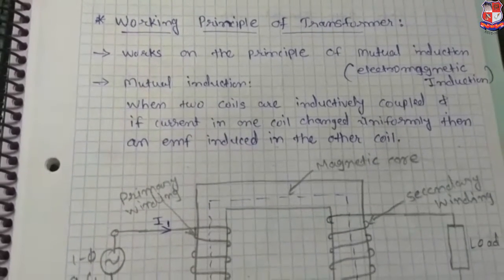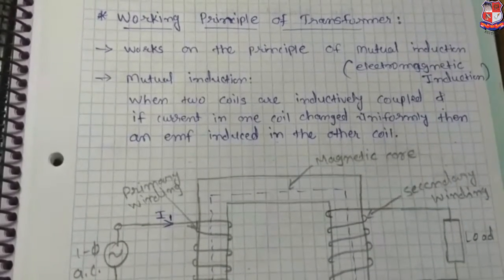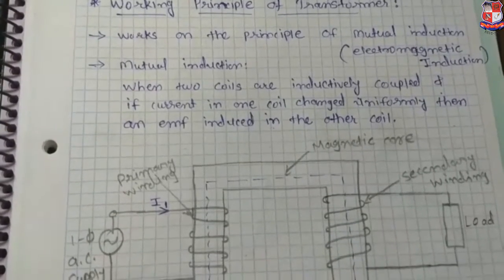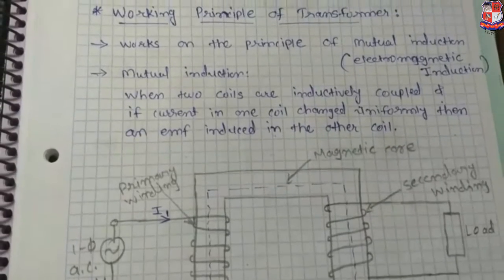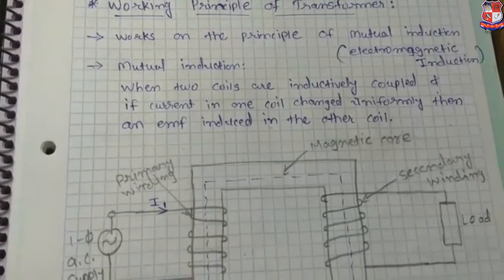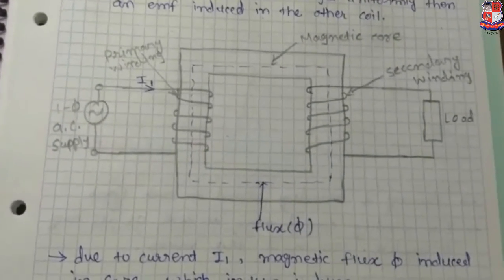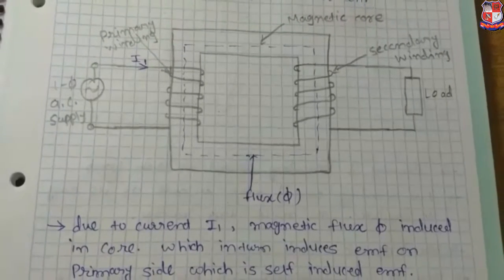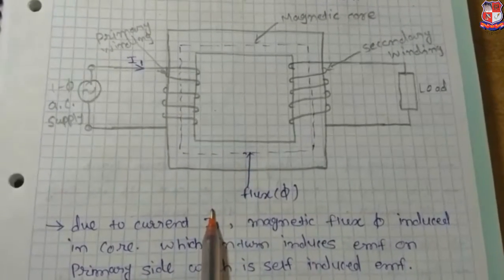Working principle of transformer. So basically the working principle of transformer is electromagnetic induction, or we can say mutual induction. So transformer works on the principle of electromagnetic induction. So here what I have done, I have considered single phase transformer, this is the basic construction of single phase transformer.